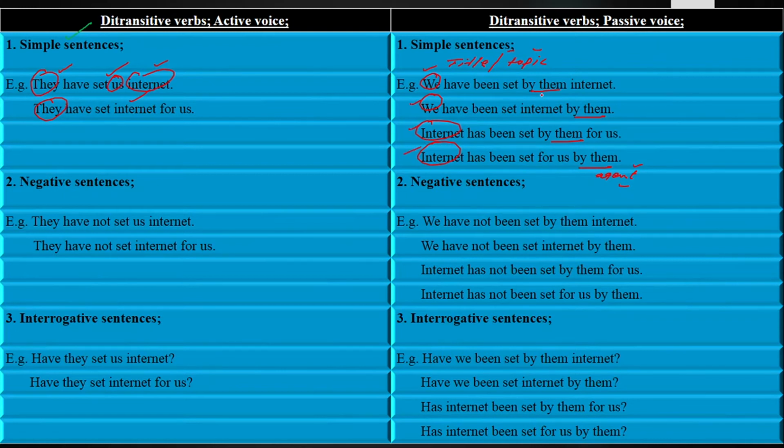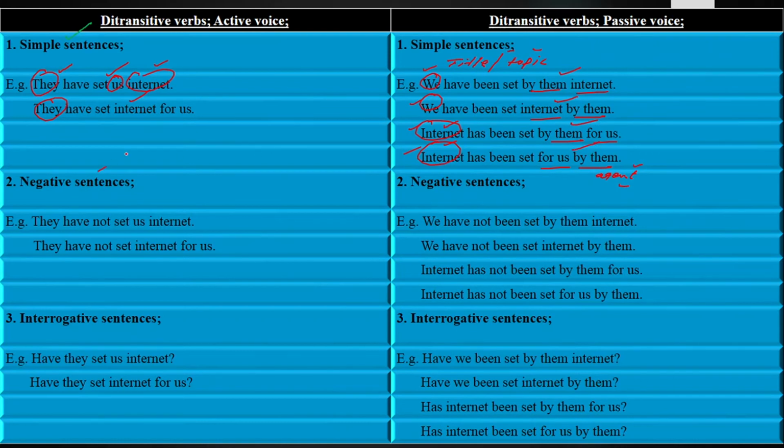In the same way, if you bring we, the indirect object, at the beginning, by them will come at the end, and internet at the beginning, by them at the end. And when you bring internet, by them will come at the end, for us at the beginning. So the sentences will be as follows: We have been set by them internet, we have been set internet by them, internet has been set by them for us, and internet has been set for us by them.